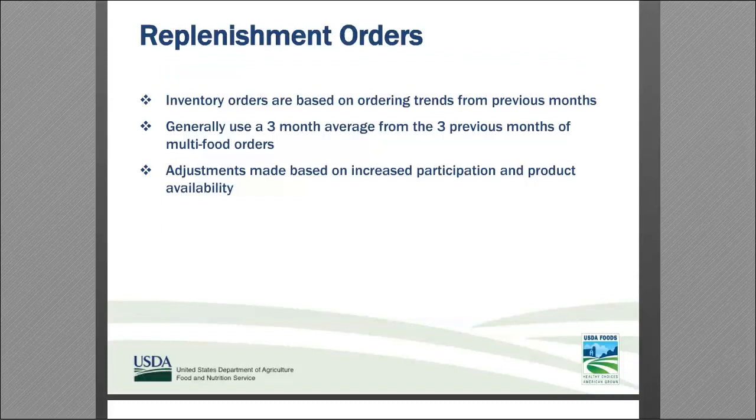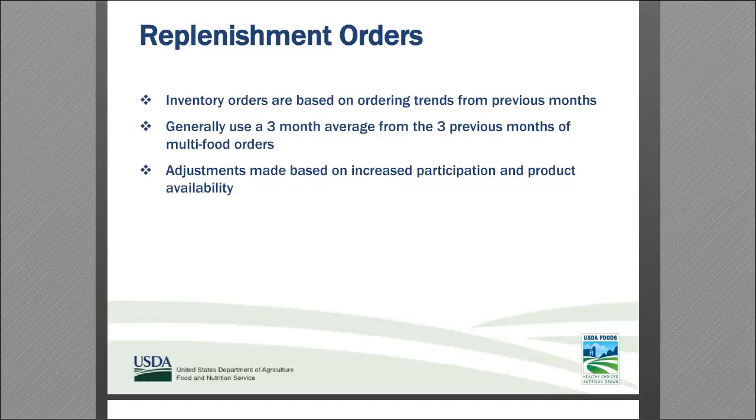So at the national warehouse level, when we create replenishment orders for the national warehouses for the ITOs to order from, we're looking at trends over the last few months. We want to make sure that we have enough inventory in the warehouse for ITOs to be able to order the variety that they desire. And how we get those trends is we look at the multi-food replenishment reports for the previous 3 months, and we take an average of those items for each warehouse.